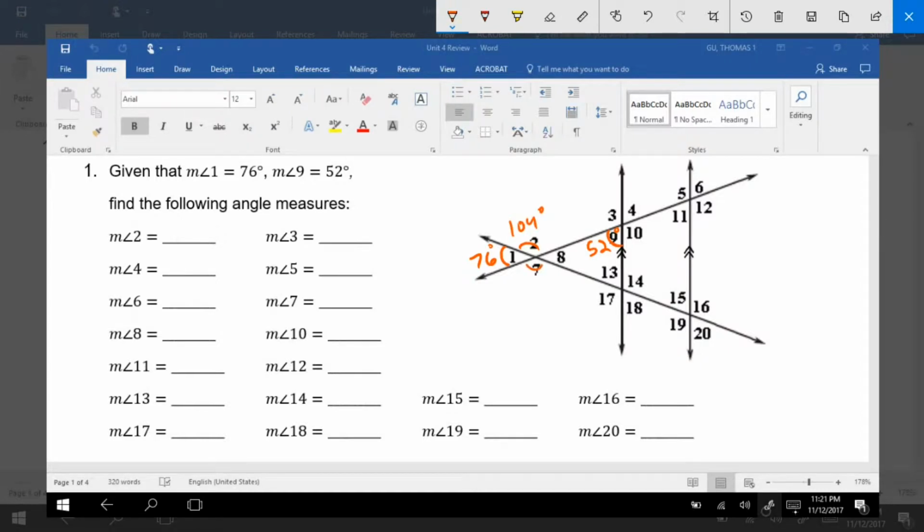All right, now look at 2 and 7. 2 and 7 are going to be congruent because it's vertical angles. Vertical angles are always congruent. So I'm going to fill that in. 2 was 104 degrees. 7 was 104 degrees. All right, look at 8. 8 is a vertical angle with 1. That means it's also going to be 76 because the vertical angles are congruent. 76 degrees.